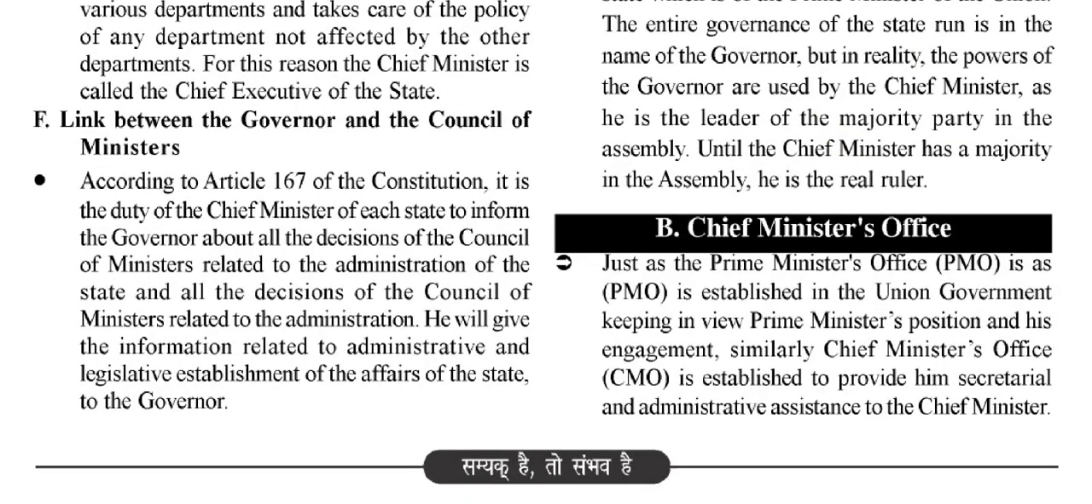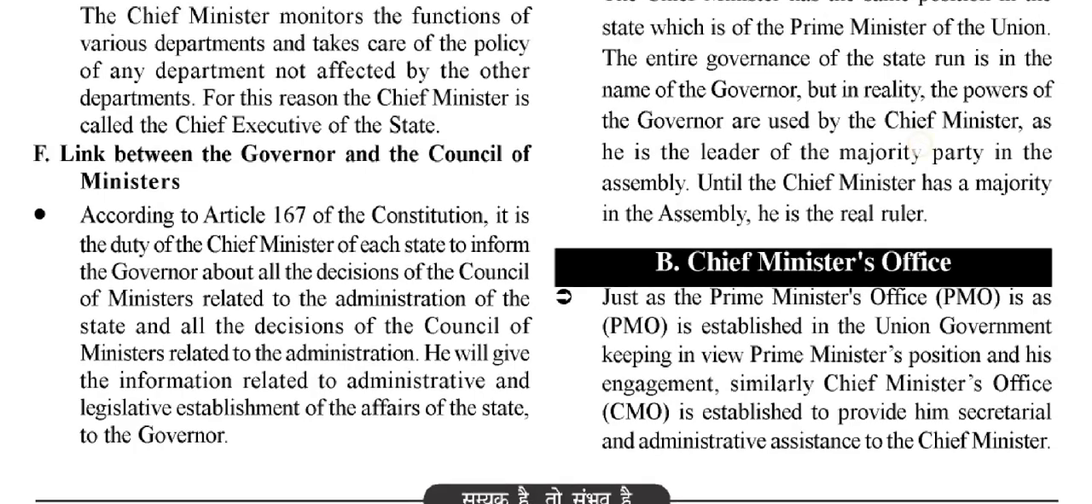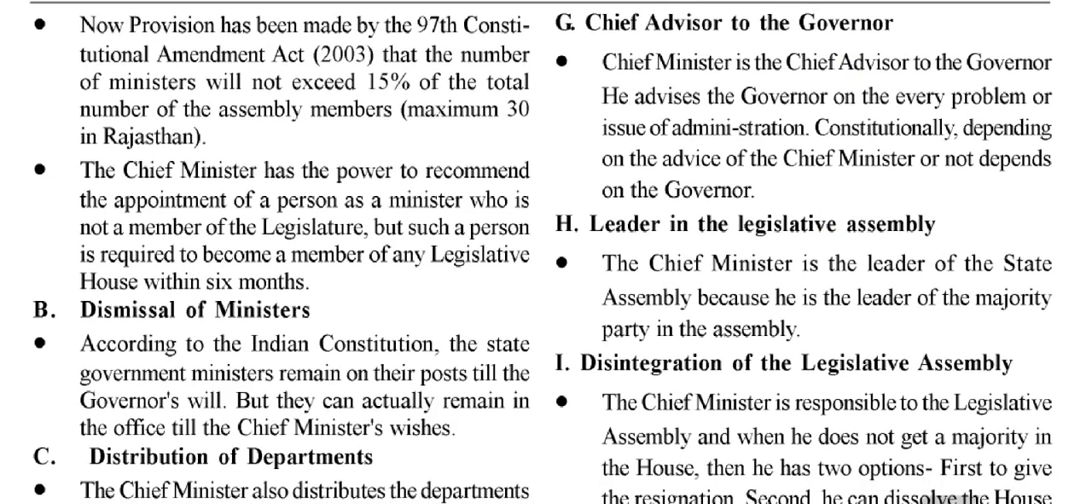F. Link between the Governor and the Council of Ministers. According to Article 167 of the Constitution, it is the duty of the Chief Minister of each state to inform the Governor about all the decisions of the Council of Ministers related to the administration of the state. He will give the information related to the administrative and legislative affairs of the state to the Governor. G. Chief Advisor to the Governor.